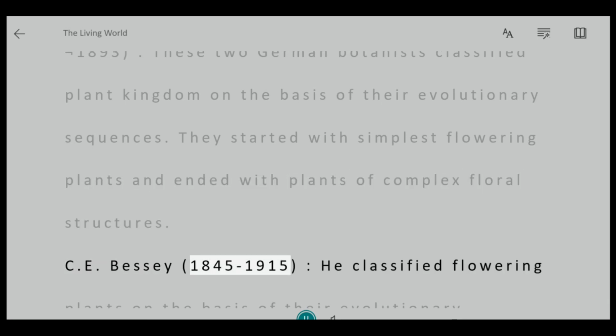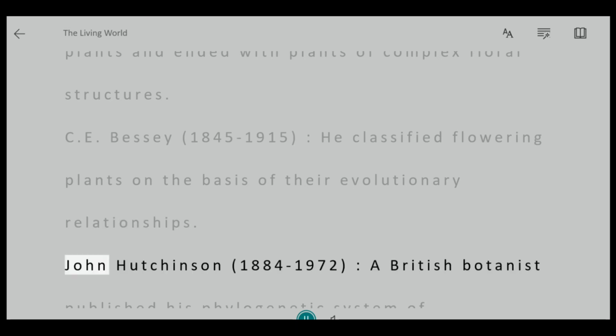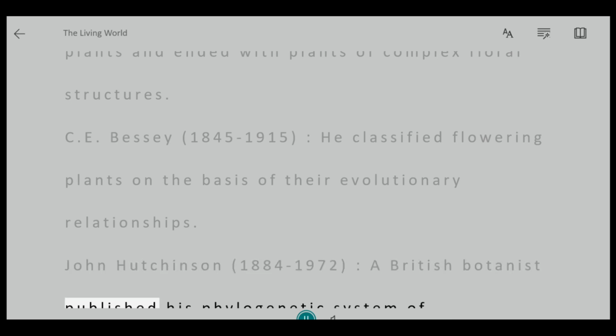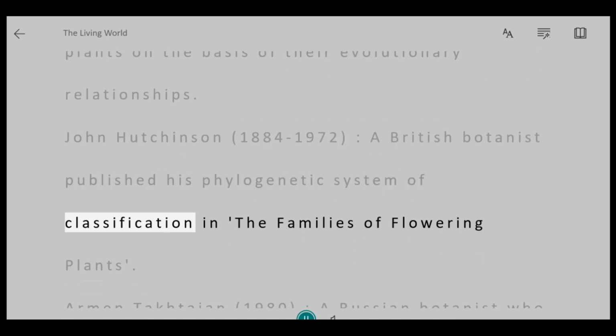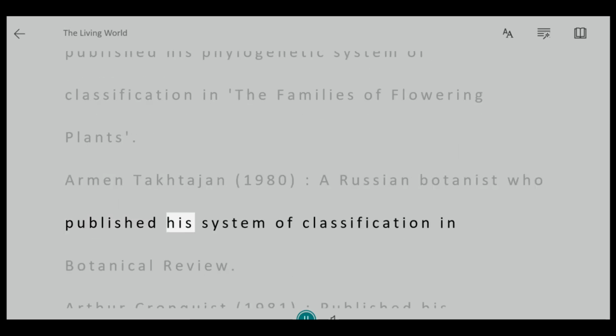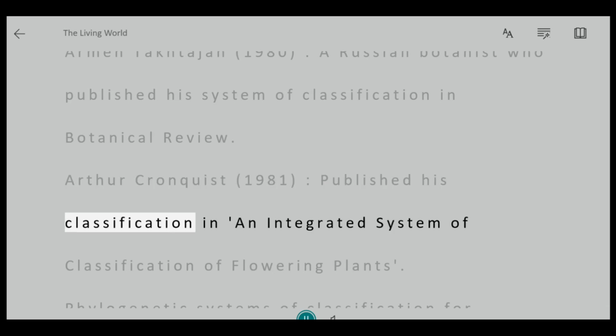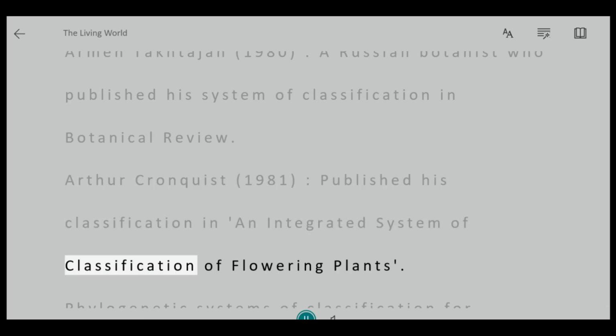C. Bessey, 1845–1915, classified flowering plants on the basis of their evolutionary relationships. John Hutchinson, 1884–1972, a British botanist, published his phylogenetic system of classification in The Families of Flowering Plants. Armen Takhtajan, 1980, a Russian botanist, published his system of classification in Botanical Review. Arthur Cronquist, 1981, published his classification in An Integrated System of Classification of Flowering Plants.